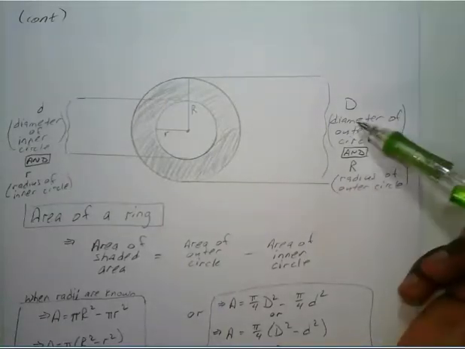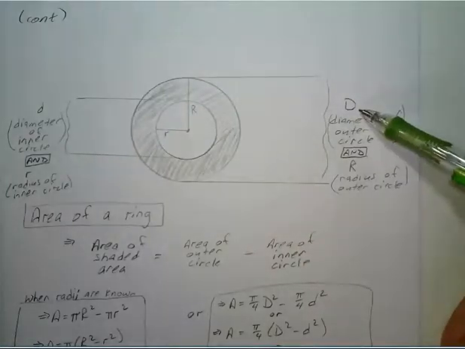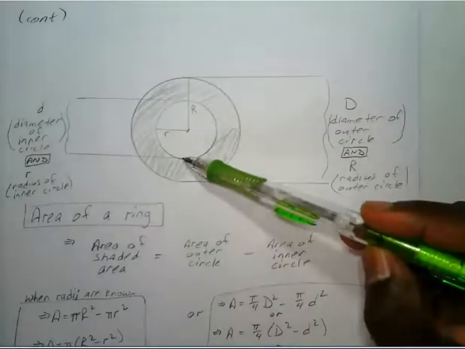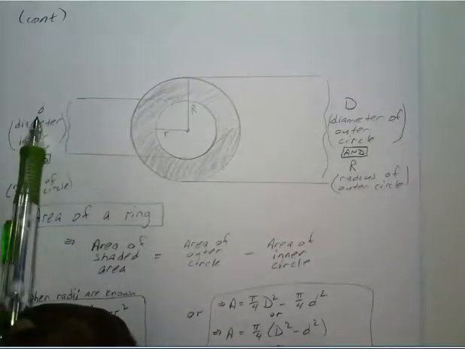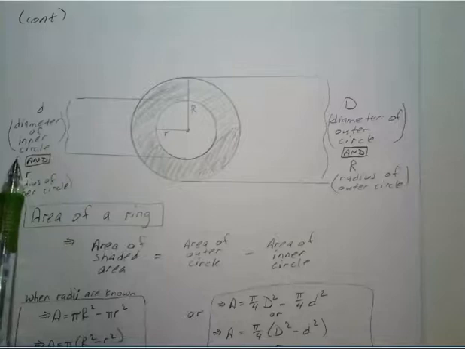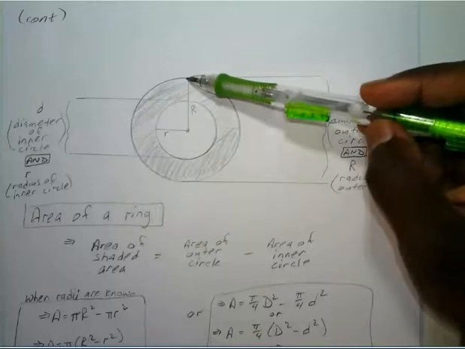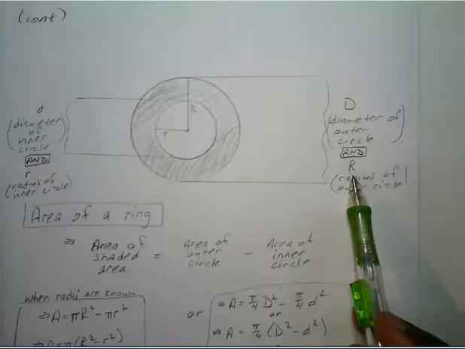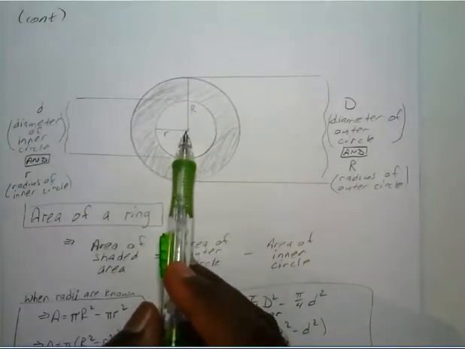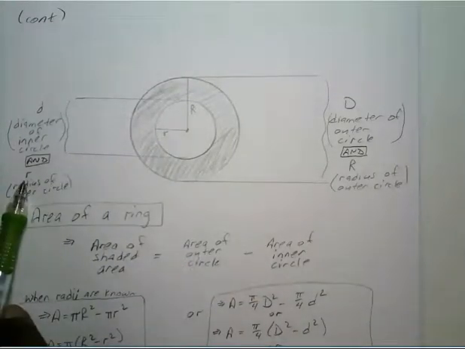Now, if you go from end to end of the outer circle, that's the diameter of the outer circle, denoted by the capital letter D. But for the inner circle, the diameter is the lowercase d. Now for the radius of the outer circle, remember the radius goes from the center all the way to the end. That's denoted by the capital letter R. But the radius of the inner circle, from the center just to the inner circle, is denoted by the lowercase r.